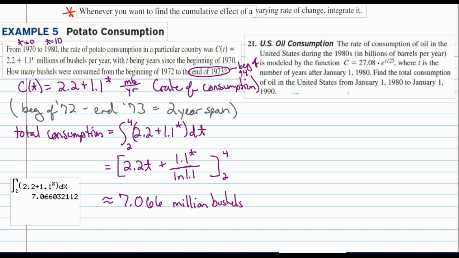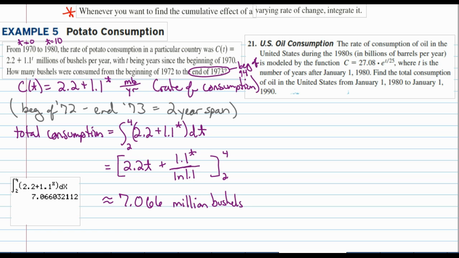Then I'll try problem number 21. Says we're going to talk about the total oil consumption. The rate of consumption of the oil in the United States during the 1980s in billions of barrels per year is modeled by the function, where t is the number of years after January 1st in 1980. Find the total consumption of oil in the United States from January 1st, 1980, and they're very specific, to January 1st of 1990. So we are looking at a span of 10 years.